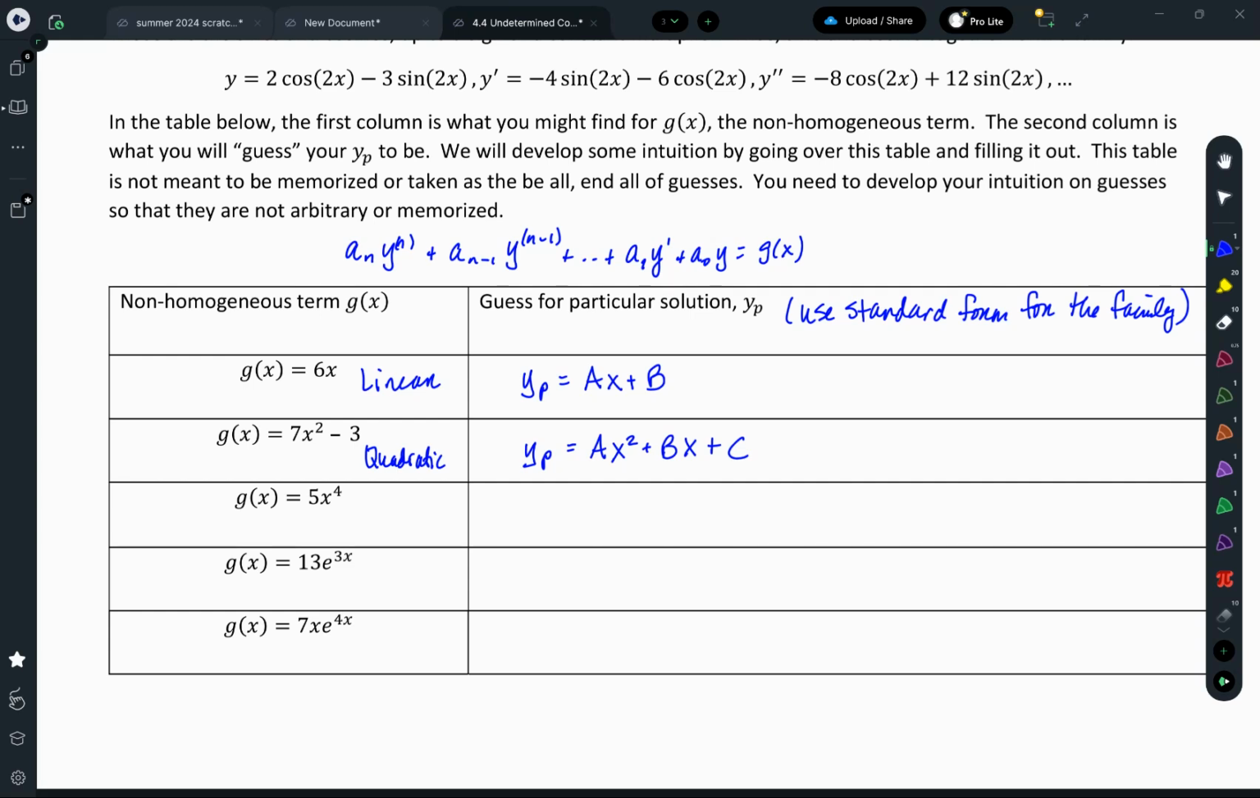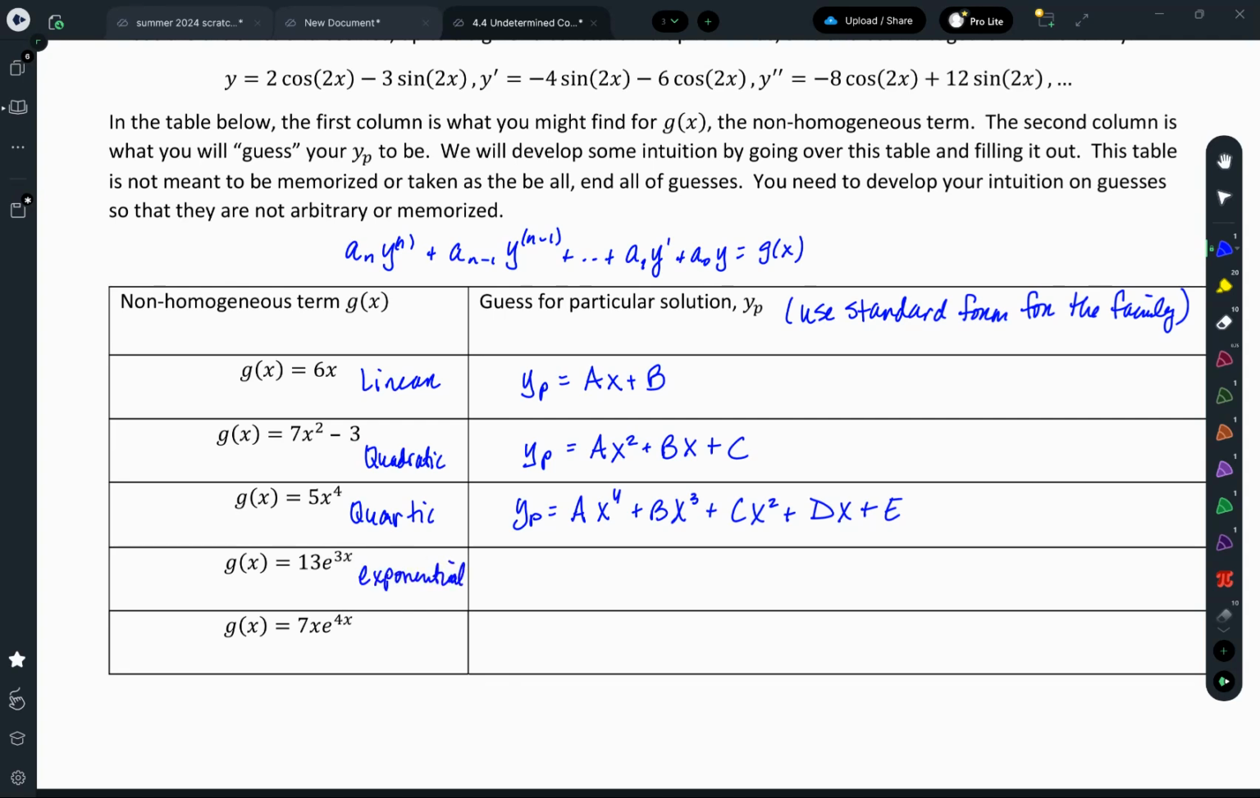So then we come to g of x equals 5x to the fourth. This is a quartic function, just means it's fourth degree. And so I'm going to guess that y sub p should be fourth degree. Ax to the fourth plus Bx cubed plus Cx squared plus Dx plus E. That would be my guess. Okay. The next one, g of x is equal to 13e to the 3x. This is exponential.